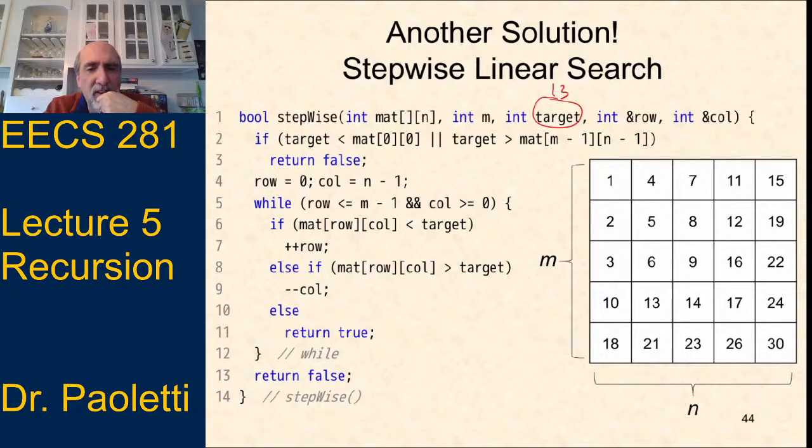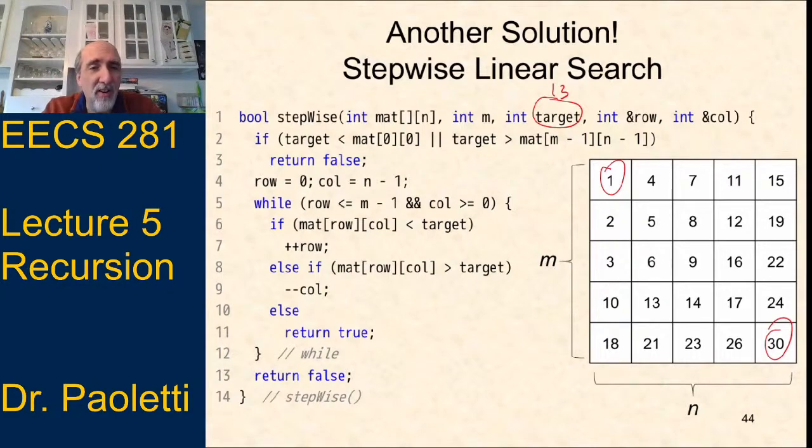So it's saying if it's less than this value or greater than that value, say false. We've determined it cannot possibly be in there. So that's lines 2 and 3, saying it just can't be in there if it's that small or that big. All right, what about line 4?